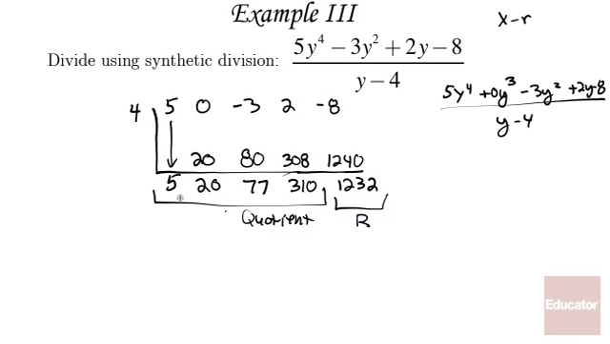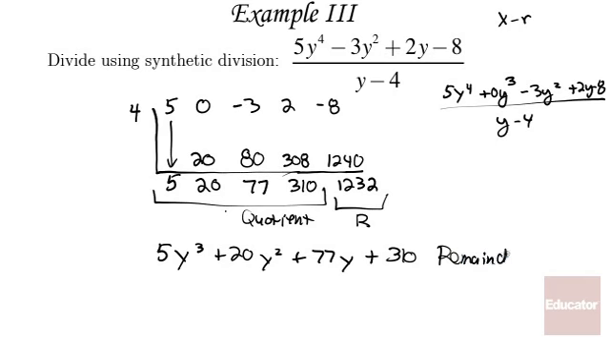The quotient is going to have a degree 1 less than the degree of the dividend. So the degree of the dividend is 4, so the degree of the quotient is going to be 3. So I'm going to write this out as 5y cubed plus 20y squared plus 77y plus 310. The remainder is 1232, which is a big remainder, but this is correct.